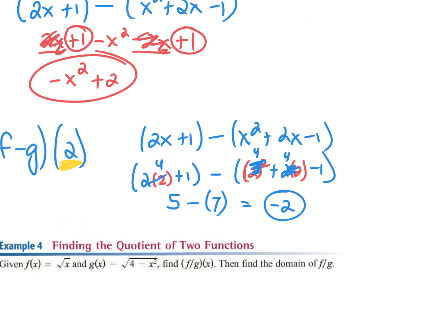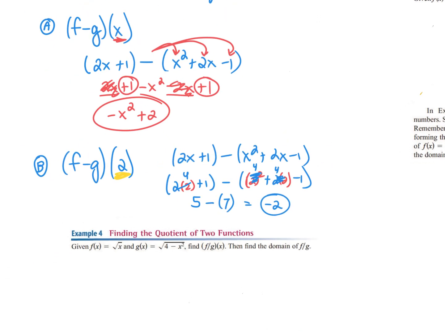Now, another way you could do letter B. You could combine the two functions first, which is what we did here, right? We subtracted. And then you could take the 2 and put it in there. So if I said negative 2 squared plus 2, what's 2 squared? 4. So negative 4 plus 2 is how much?